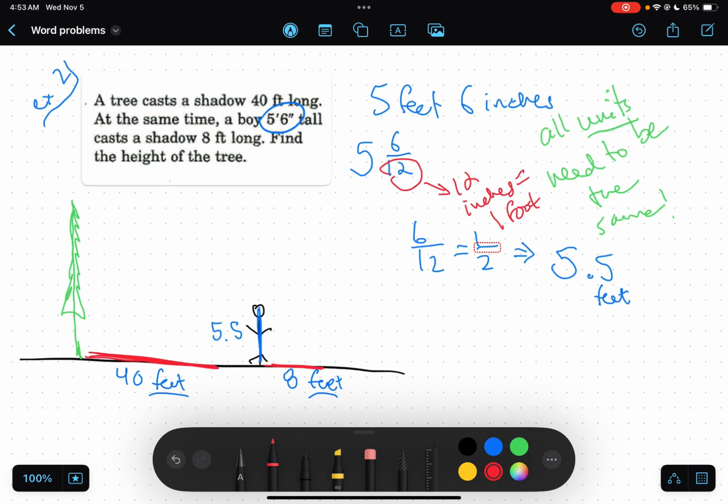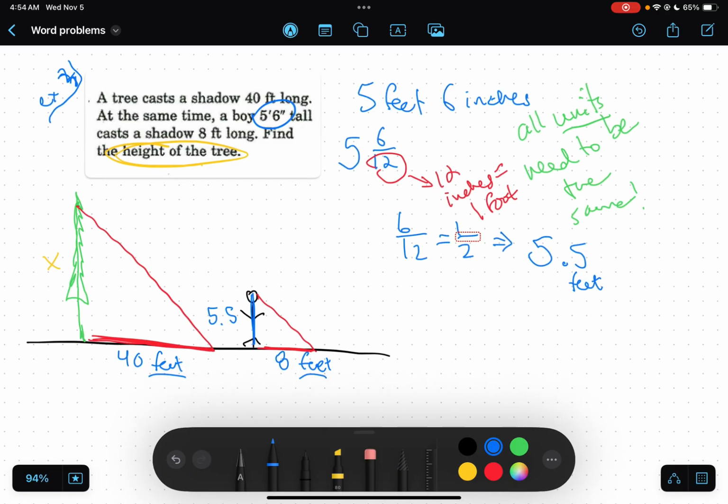So now I've got my triangles. I've got all my triangles labeled. And what am I trying to find? I'm trying to find the height of the tree. So that's x right here. So why don't you pause the video for a second and just make sure you can set up the proportion and solve it based on this diagram. Or at least set up the proportion and try to solve it.